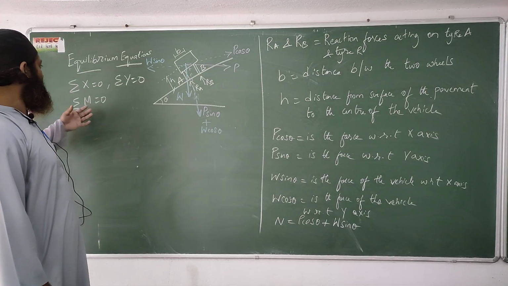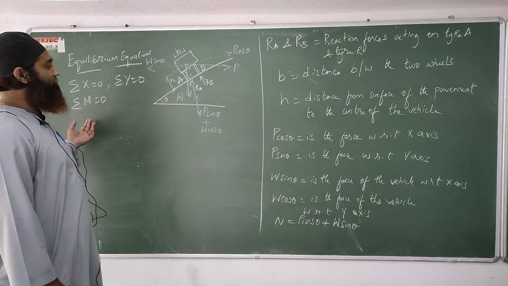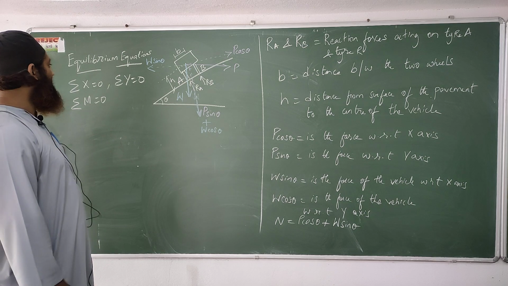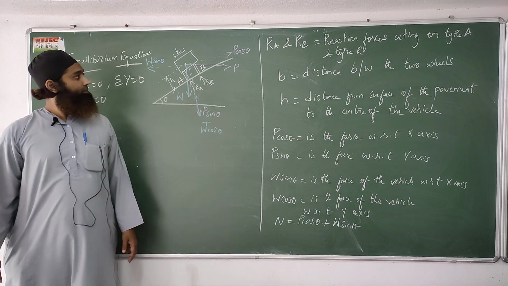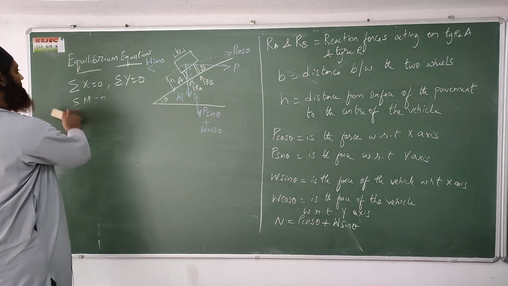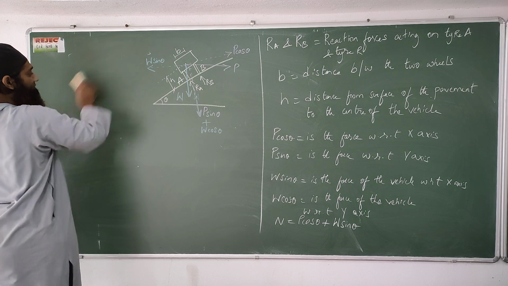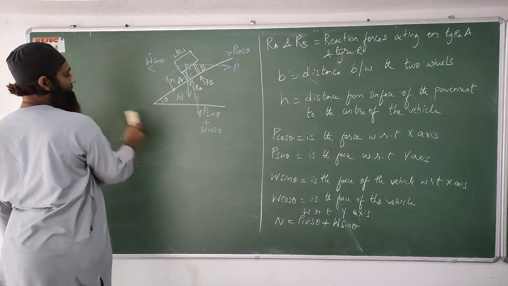Let us see sigma x, sigma y, and sigma m equal to 0. What are the different forces coming here? We'll just see that here. Let us take sigma x equal to 0 and sigma y, and see what the forces are. These are the equilibrium equations. We'll check all of them and then we'll equate them.